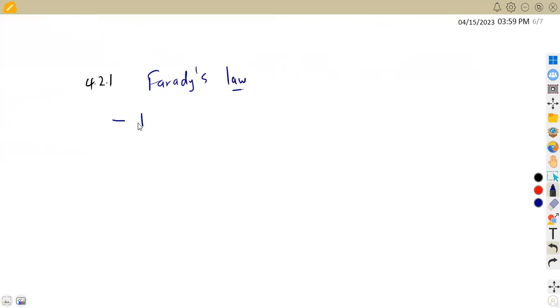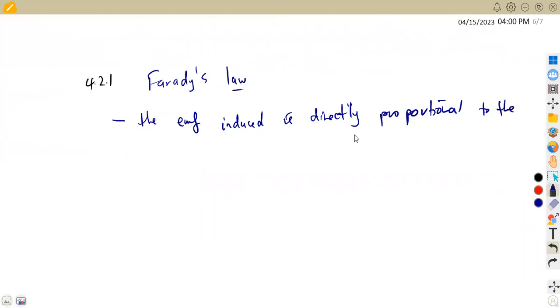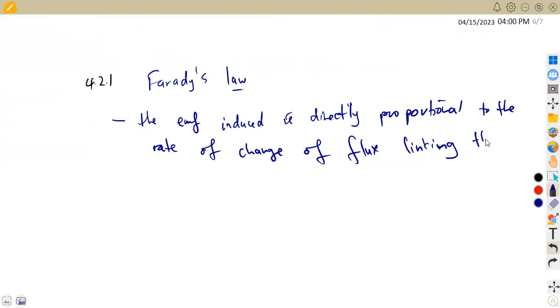Faraday's law states that the induced EMF is directly proportional to the rate of change of flux linking the coil or circuit. So this is what we can have as our definition for Faraday's law.